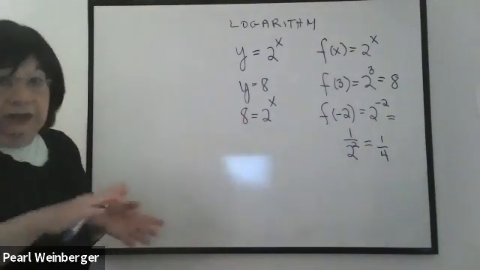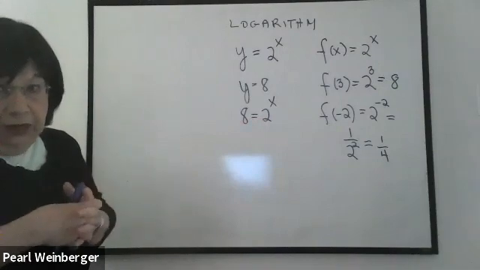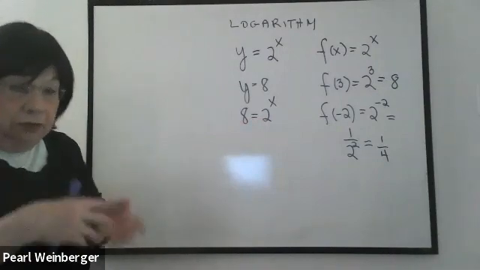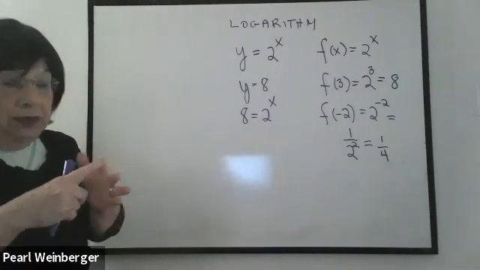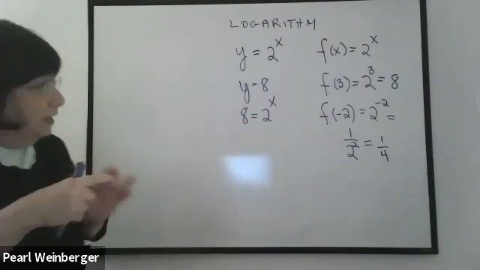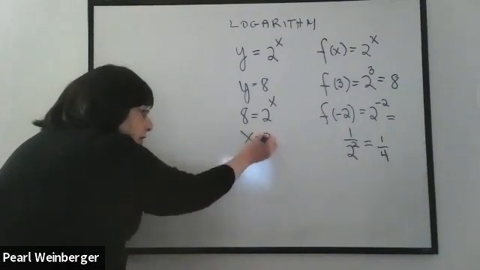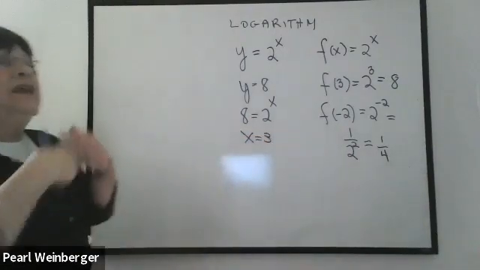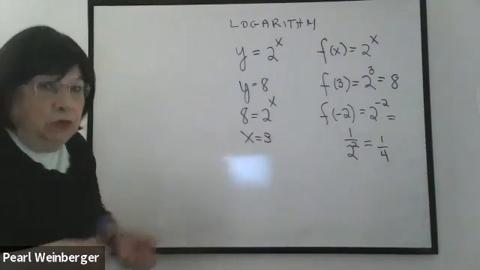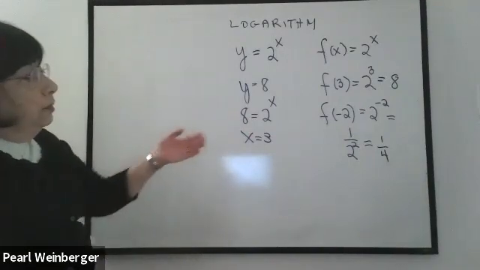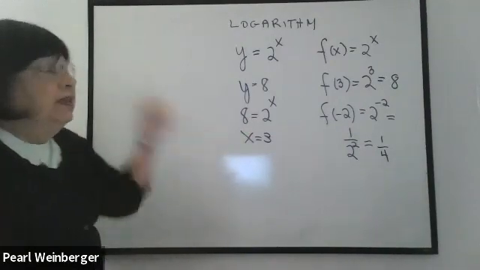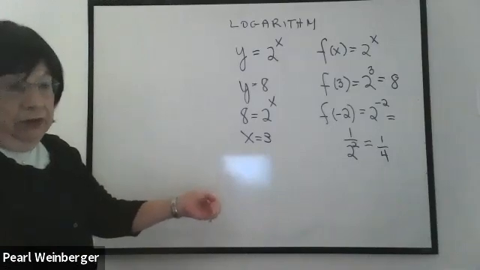Now, that's not a particularly difficult question because the numbers are relatively simple. 2 times 2 is 4, times 2 is 8. Obviously, my x would have to be 3. This is asking the inverse, the opposite question, because now I'm not giving you the exponent.